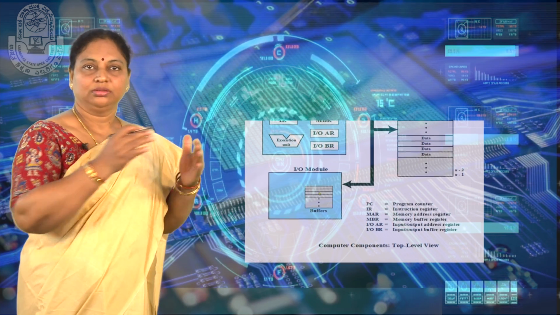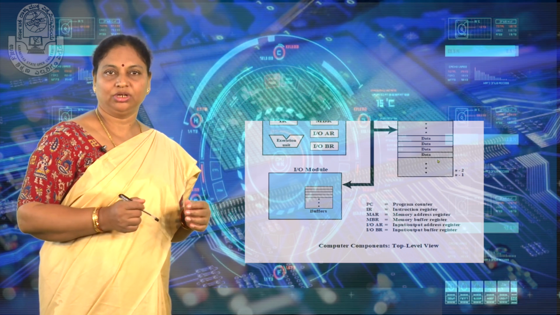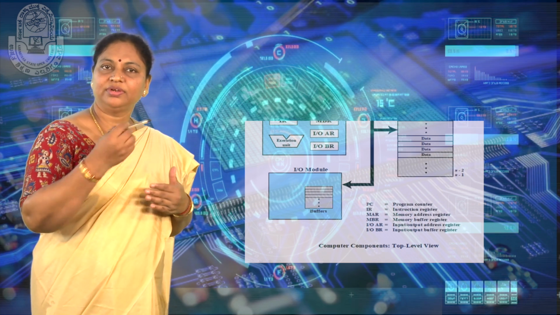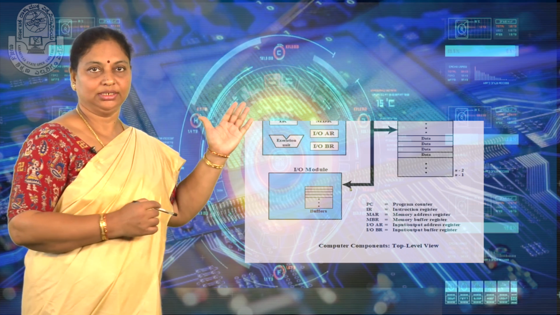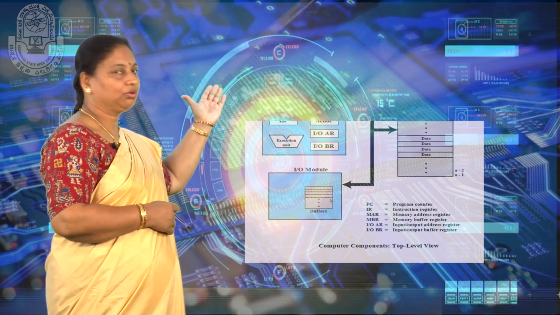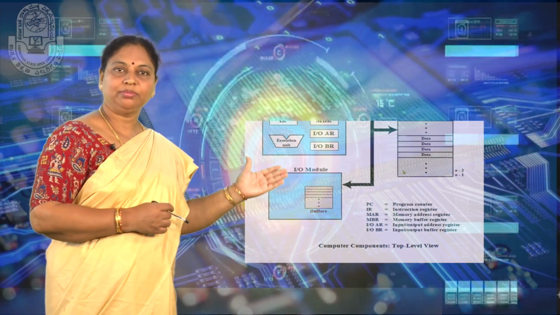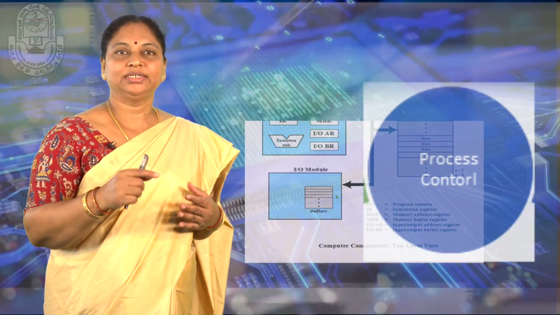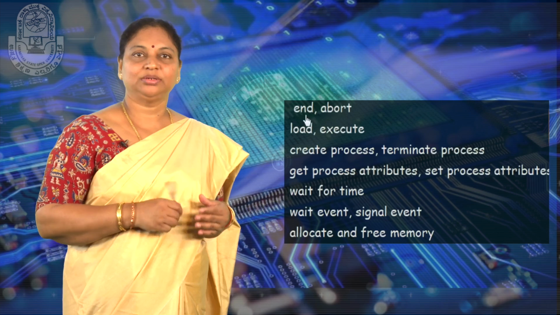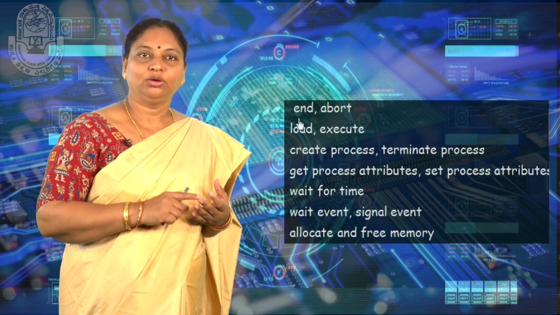So as we know, the program and the system communicate with each other through system calls, and we have several system calls. Now we will categorize them into 5 main categories. Say process control, file manipulation, device manipulation, information maintenance, and communication. First, the first category, that is process control system calls. Related to process, the system calls that are generated are end, abort, then load, execute.